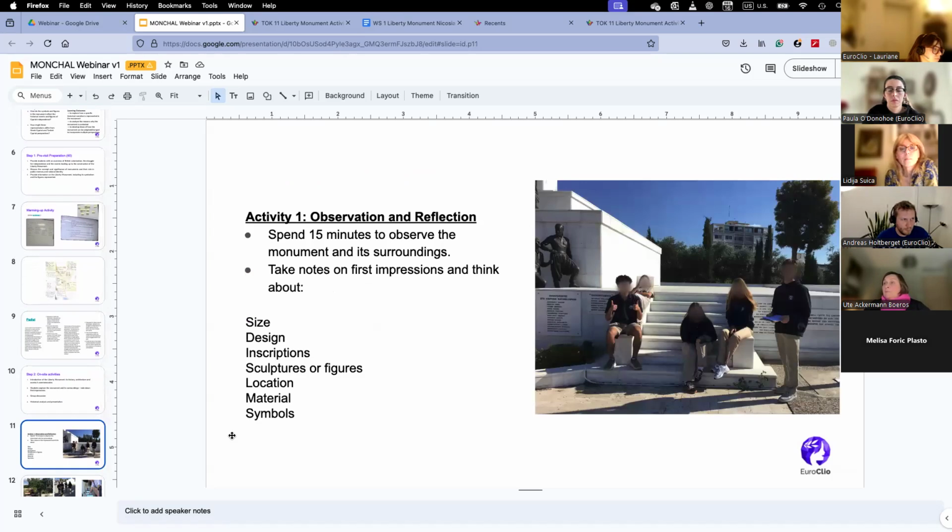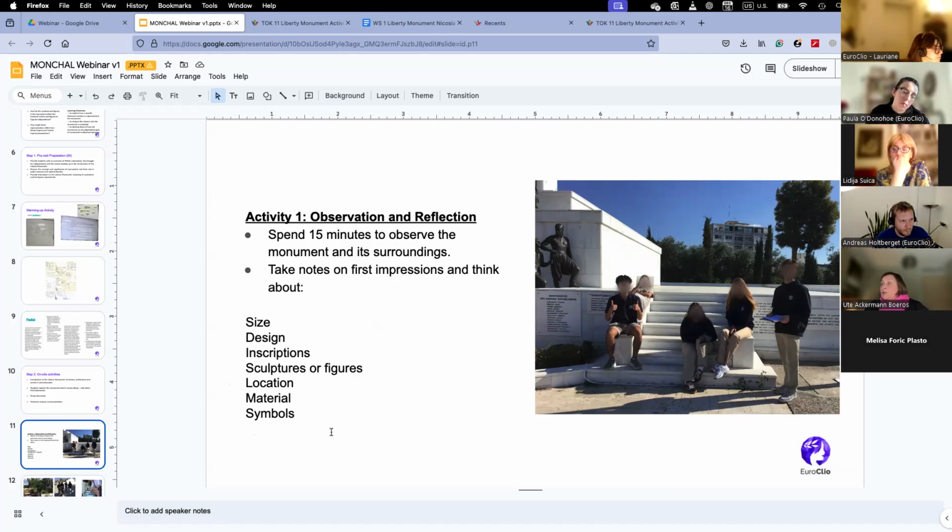So the first activity was the observation and reflection time. Students could spend around 15 minutes going around. They can also climb up, that's allowed. I wanted them to take notes on these key points here. What can they observe about the size, the design, the inscriptions, the sculptures or figures, the location, the material that was used, and the symbols, because we were talking initially also about the symbols.